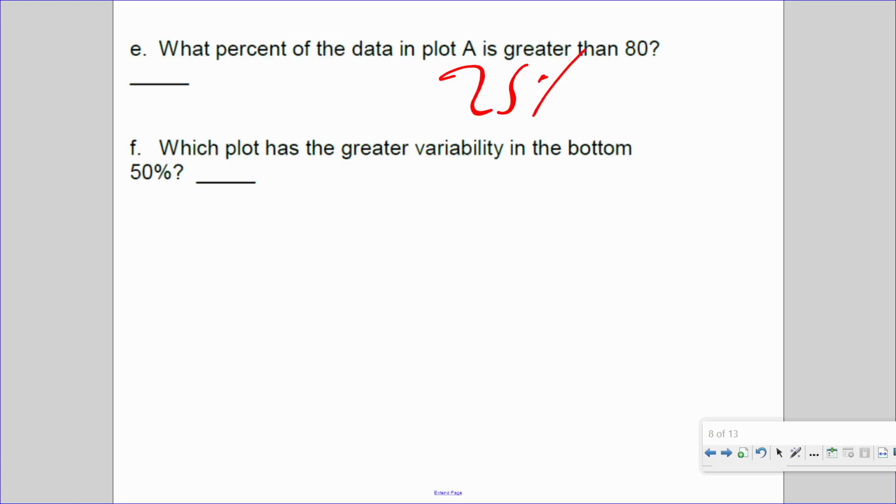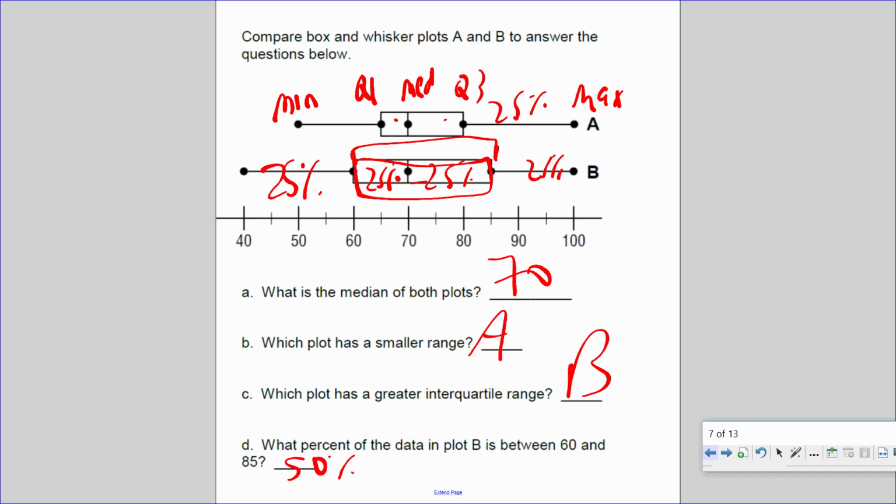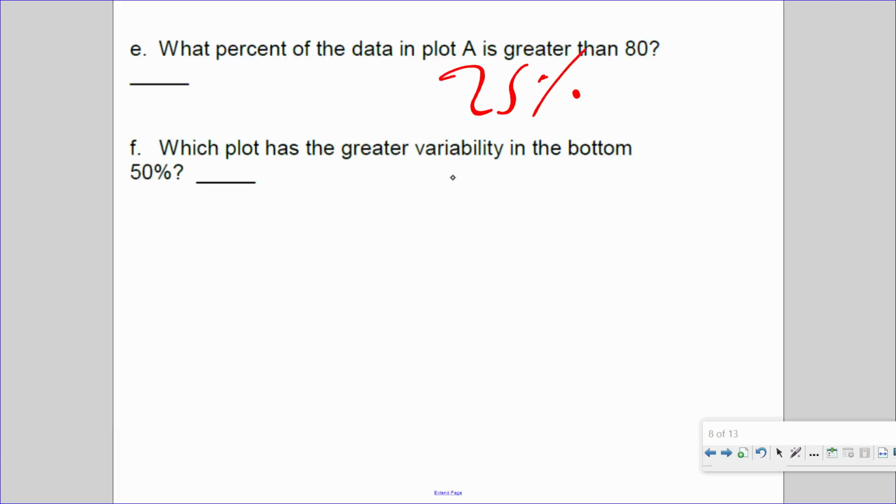And last but not least, which plot has the greater variability in the bottom 50%? So we look at the bottom, which one has variety? Variability is like variety. It is plot B because this goes from 40 to 70. This only goes from 50 to 70. So it's B. So hopefully you understand. You can look at a box plot and interpret what is the maximum, minimum, median, quartile 1 and quartile 3, and answer different questions about range and interquartile range and so on.